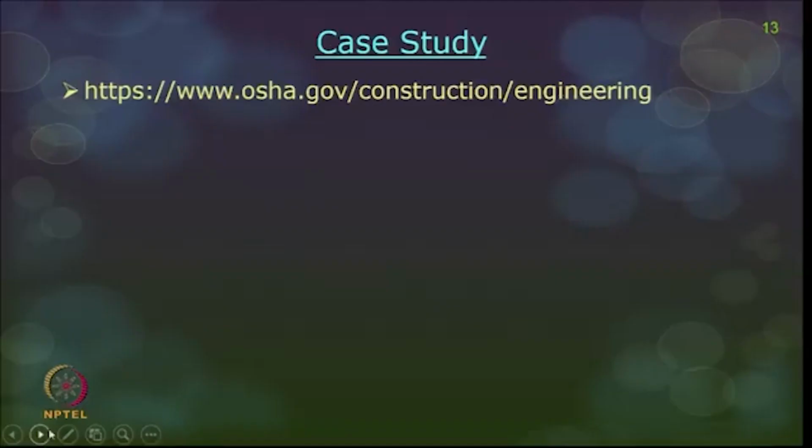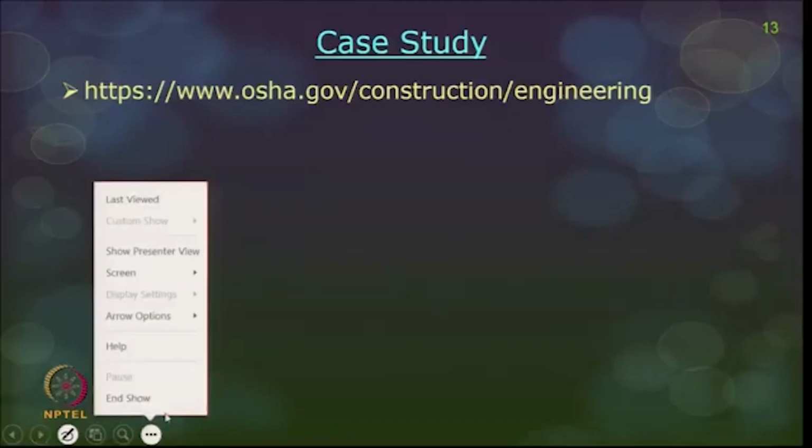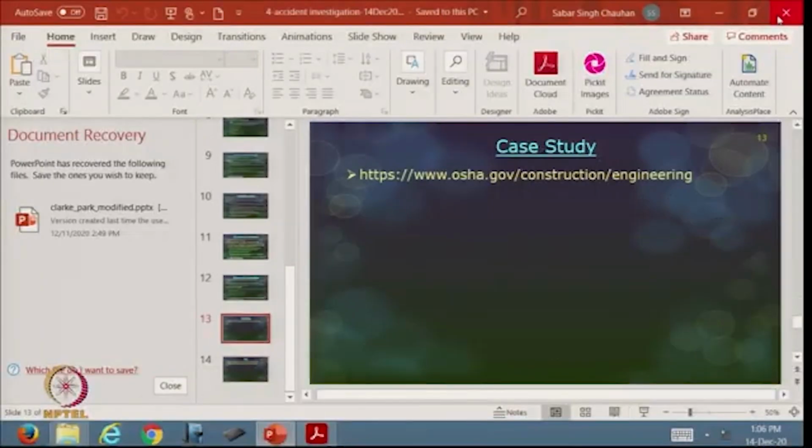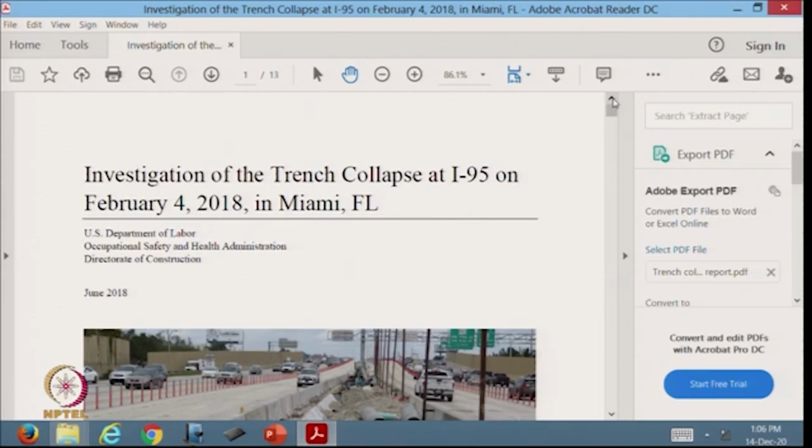Now let me show you one small OSHA document which is available in this reference, for you to have an idea as to how to do an investigation. Okay. So this is given in the OSHA group of documents. There are so many reports like this you can go through, so that you will have an idea how to do the investigation. So this is the investigation of the trench collapse which happened in 2008 in Miami, Florida.